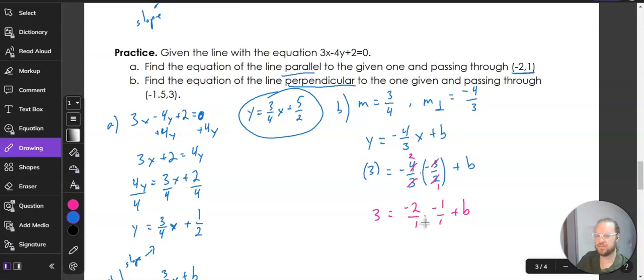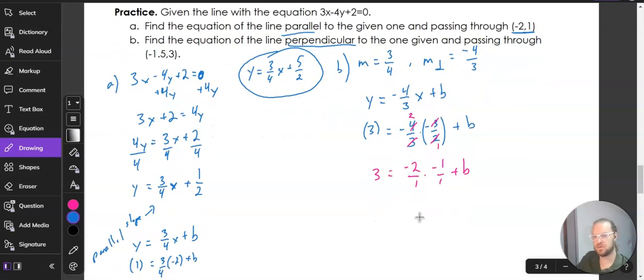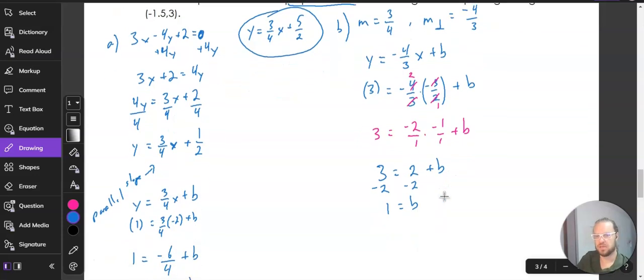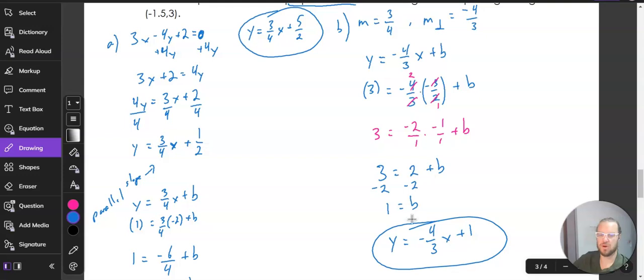So it's just a lot. You don't have to rewrite it. I'm just doing it to kind of show you. Normally I'd go straight from this simplification to my answer, and I'll get 3 = 2/1, which is just 2, plus b. Move that over, and I'll get 1 is equal to b. So then to write my full equation, it would just be y = -4/3 x + 1. And that would be what you hopefully got for your final equation.